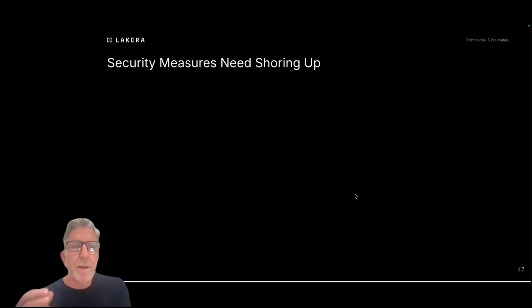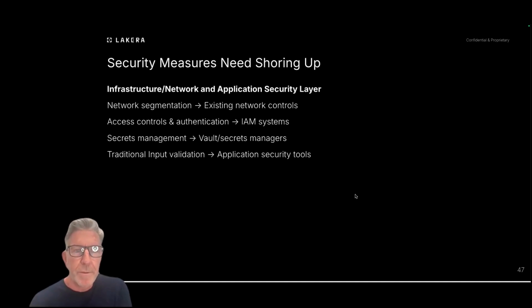The overarching summary is our security measures need shoring up, but you're already doing a lot of really good things that are going to still work in your AI world. These should all look familiar. Network segmentation, identity, secrets management, and of course, traditional input validation. Most programming languages already have frameworks for input validation, and that's great. I mean, I remember a time before any of that existed and you had to do it manually.